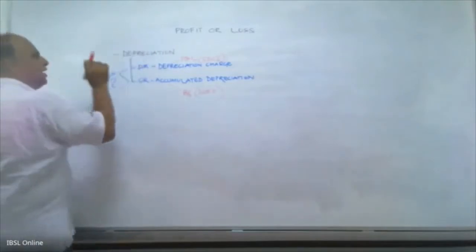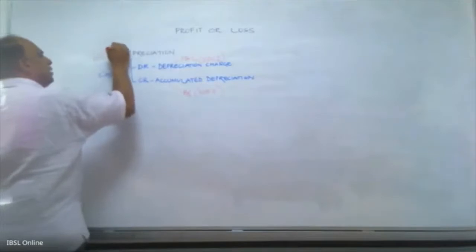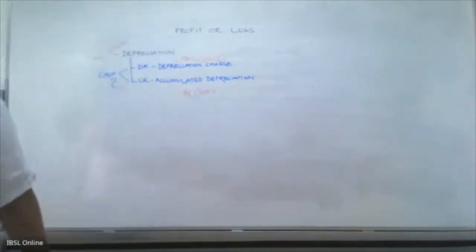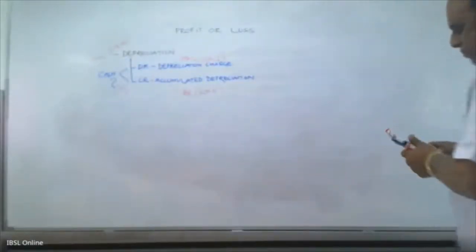Right? No involvement of cash. So, this becomes a non-cash item. This is the very well known non-cash item in businesses, depreciation. Right? So now look at what we do with the depreciation.